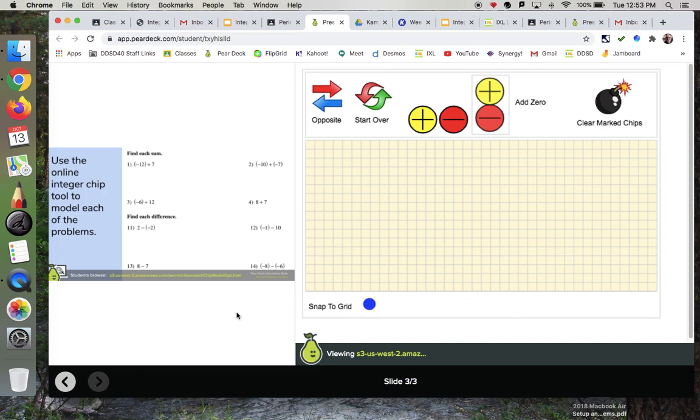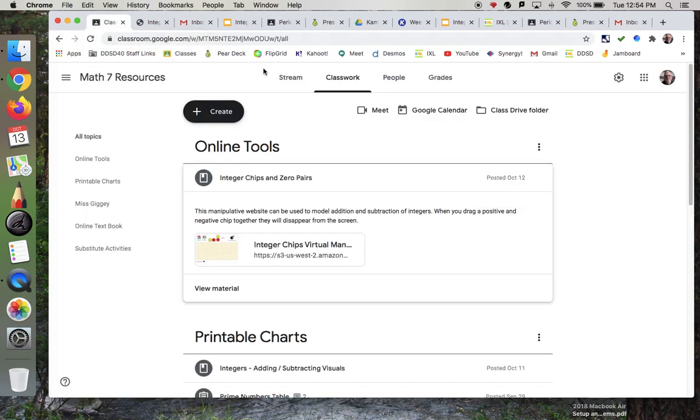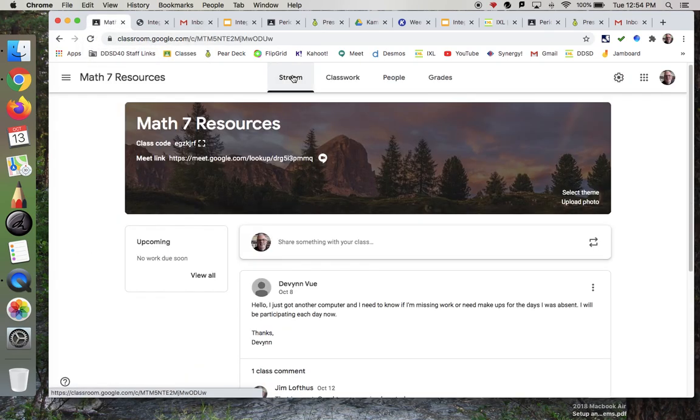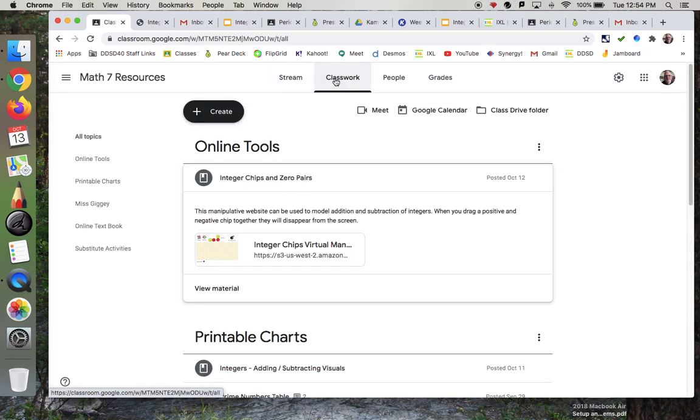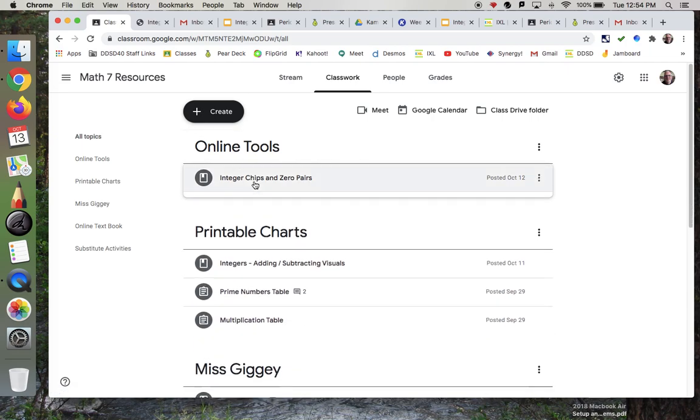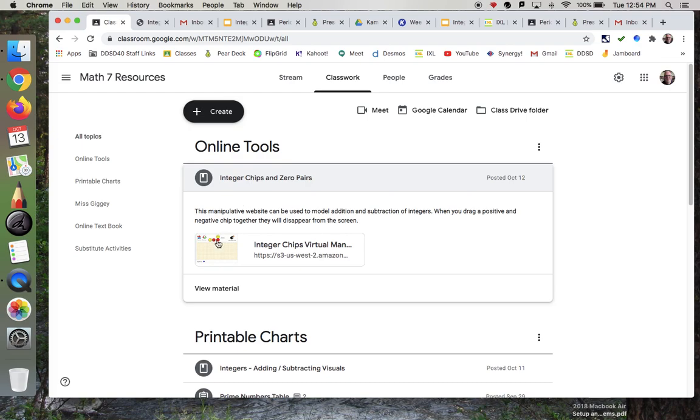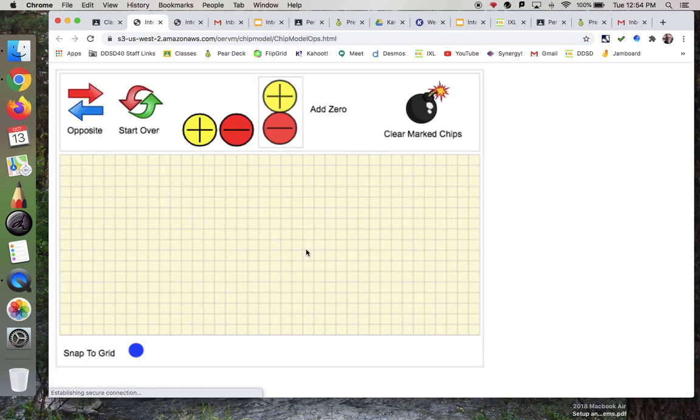So if you go to the slideshow, you'll get a link to this integer chip tool, but I'm going to show you a different way to get there. So if you want to use this tool, then go to Math 7 resources, go to classwork, and there are online tools. And one of the online tools is called the integer chip tool, integer chip and zero pairs. So we're going to spend a few minutes, and this is what we did in class.